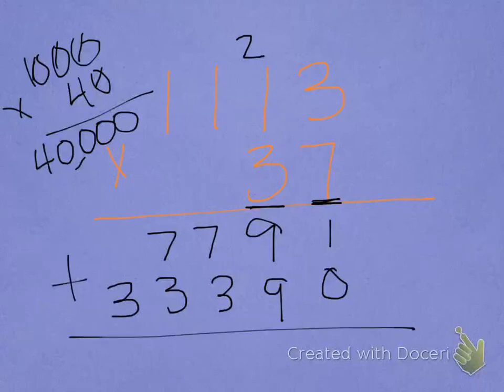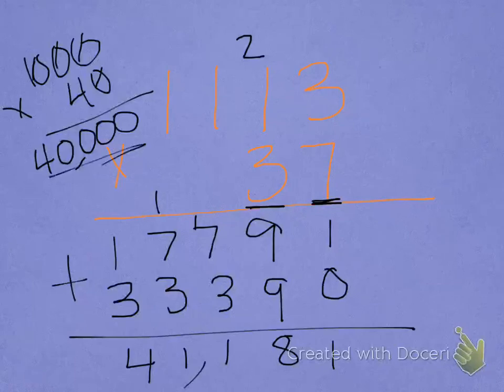Now we add them together. 1 plus 0 is 1. 9 plus 9, 18. 7 plus 3 is 10, plus 1 is 11. 7 plus 3 is 10, plus 1 is 11. And a 4. So now we look at our answer, it's 41,181. Compared to our estimate, they're pretty close, so our answer is probably correct.